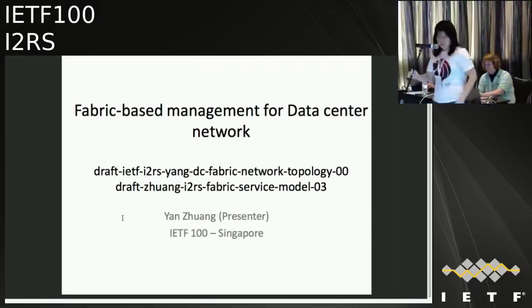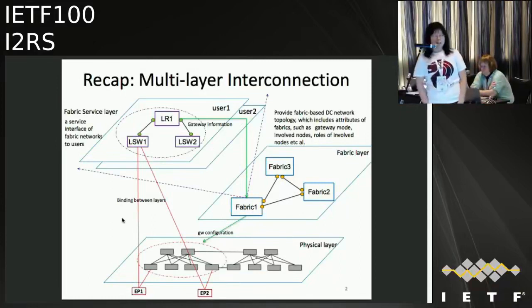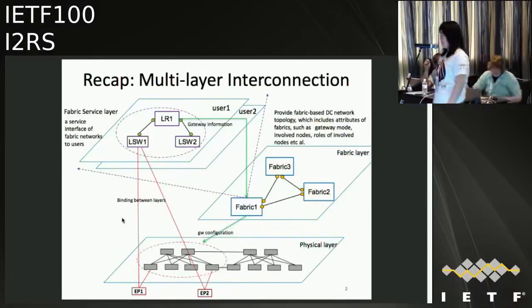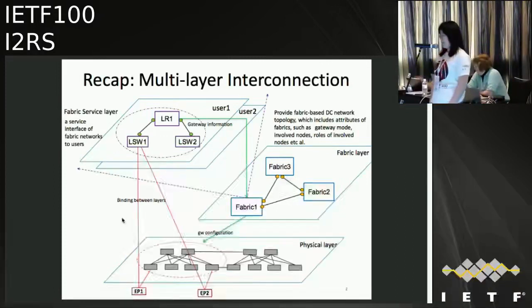Okay. Thank you. This is about our fabric-based management for data center networks. This slide has been presented several times in this group, so this is some recap. The concept of this design is for data center networks. We want to simplify data center network management, so we divided it into three layers. The lowest one is the physical layer, and the middle one is the fabric layer, which is for the network orchestrator and network layer. The upper layer is for users. As you can see, there are many users slicing over that in their layers. So this is the general concept.